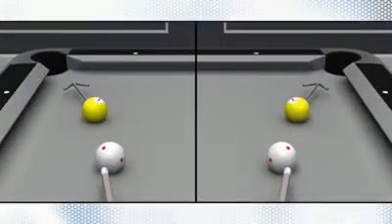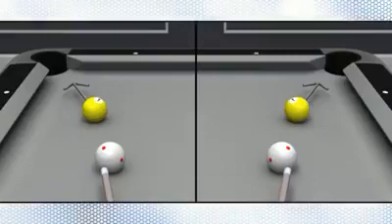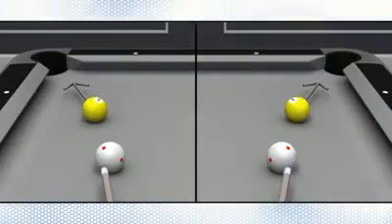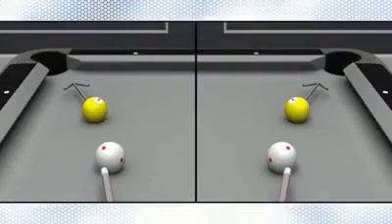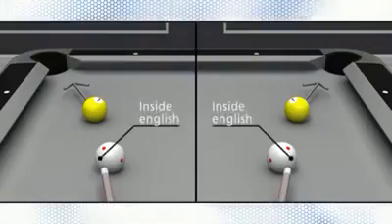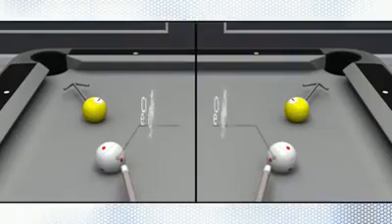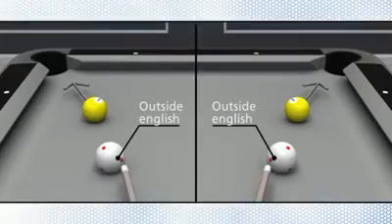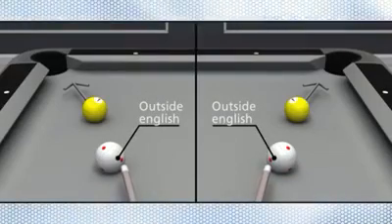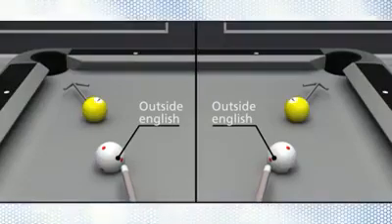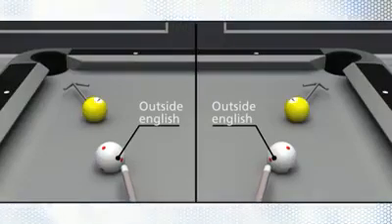Often you'll hear people refer to English as inside and outside English. Here we can see two opposite cut shots. Inside English refers to striking the cue ball on the same side as the direction of the cut shot, while outside English refers to striking the opposite side of the cue ball. Notice how each type of English is specific to the direction of the cut shot.